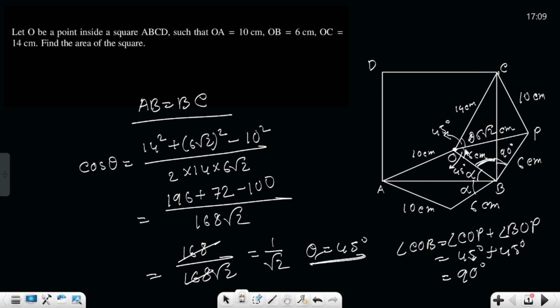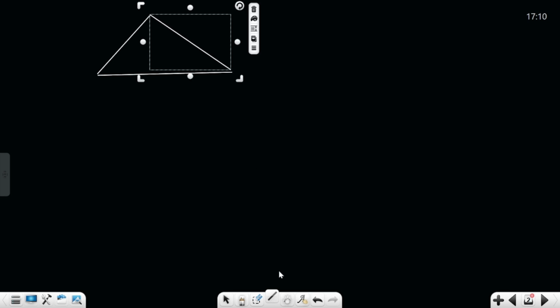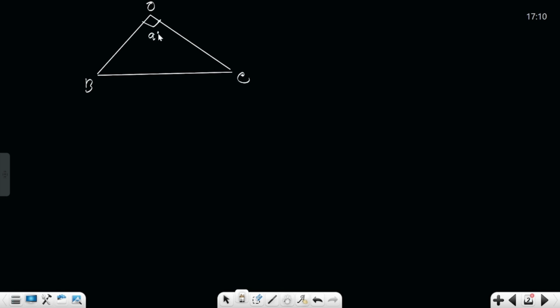Now see the triangle BOC. In triangle BOC, angle BOC is 90 degree. If I draw this triangle separately, let me draw it one time, only the triangle BOC. Wait one minute. Okay, so BOC, this angle is 90 degree. We got it, right?